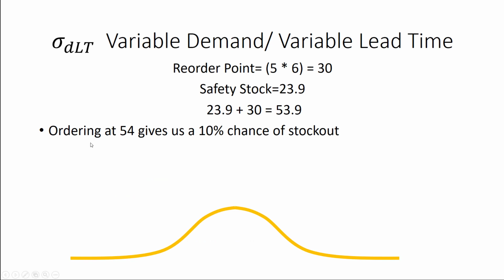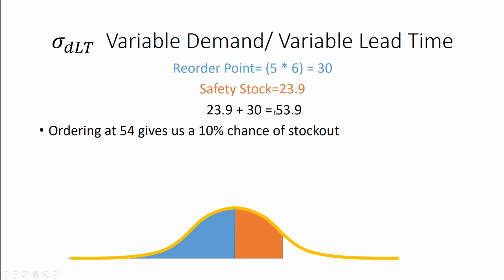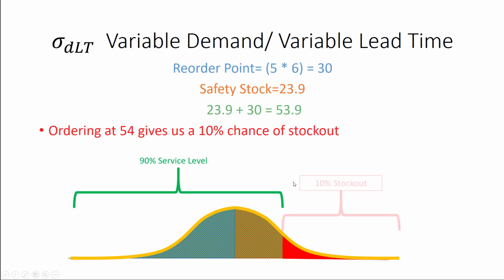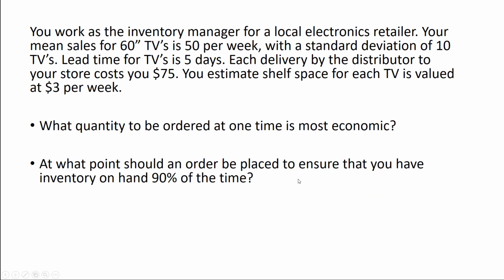So again, to review this, our reorder point of 5 times 6, 30, gets us to that 50% line. Our safety stock gets us that additional 40%, right? And this is our 53.9, gets us that 90%. That last 10%, right? There's a 10% chance of stock out. So ordering at 54 gives us a 10% chance of a stock out occurring. This gives us a 90% service level, 10% stock out.